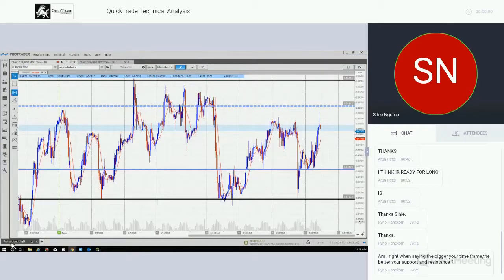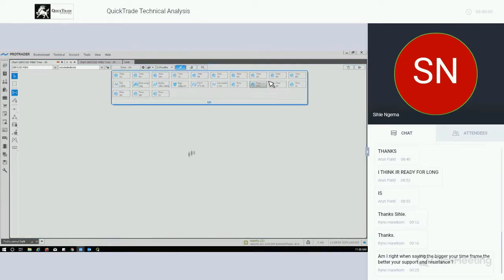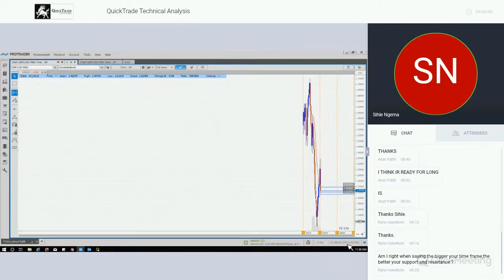Okay, now let's have a look at the GBP USD. Longer time frames or bigger time frames give you a better view of what is happening. So they remove all the noise that you find when using the shorter time frames. There's a lot of noise when you're using the shorter time frames. So that's what we are trying to eliminate here.